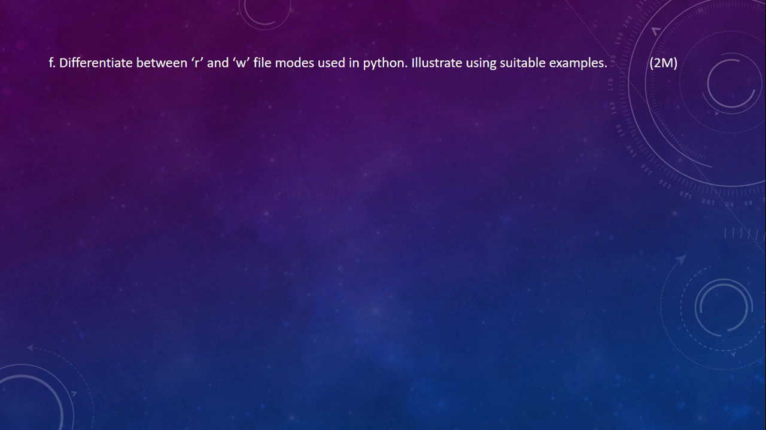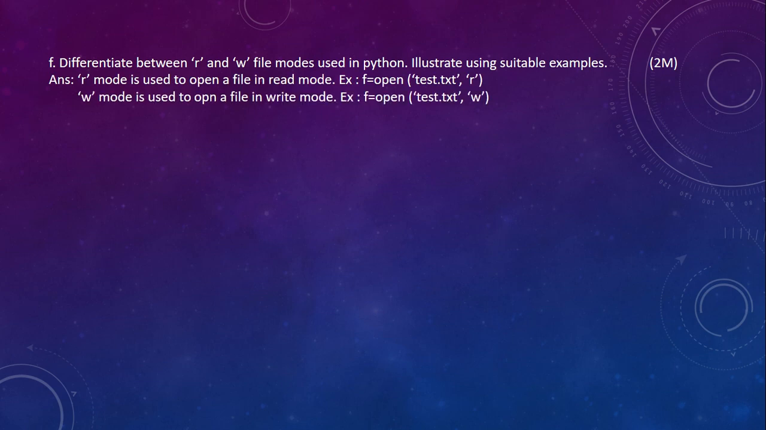Differentiate between R and W file modes used in Python using suitable examples. So R mode, we know it is used to open a file in read mode. Okay, and W mode is used to open a file in the writing mode.